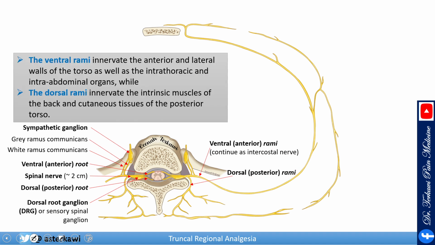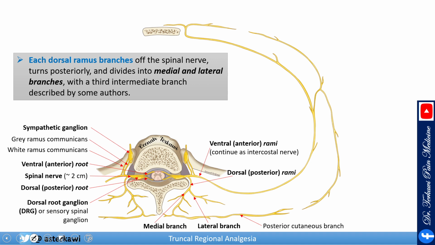The ventral rami innervate the anterior and lateral wall of the torso, as well as the intrathoracic and intra-abdominal organs, while the dorsal rami innervate the intrinsic muscle of the back and cutaneous tissue of the posterior torso. Each dorsal ramus branch of the spinal nerve turn posterior, as we see here, into medial and lateral branches.